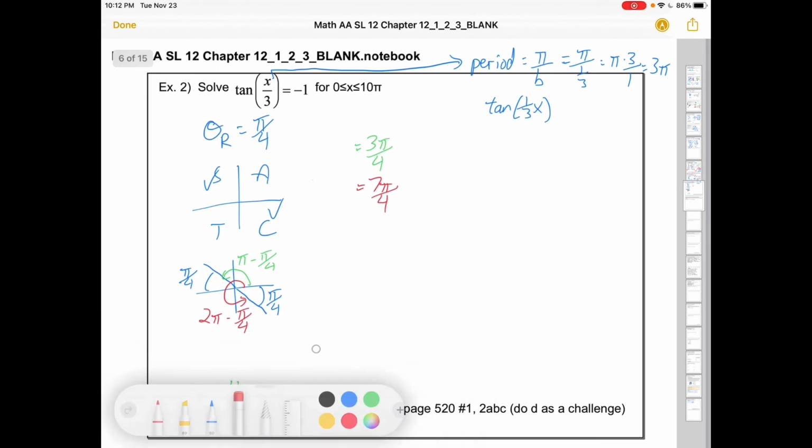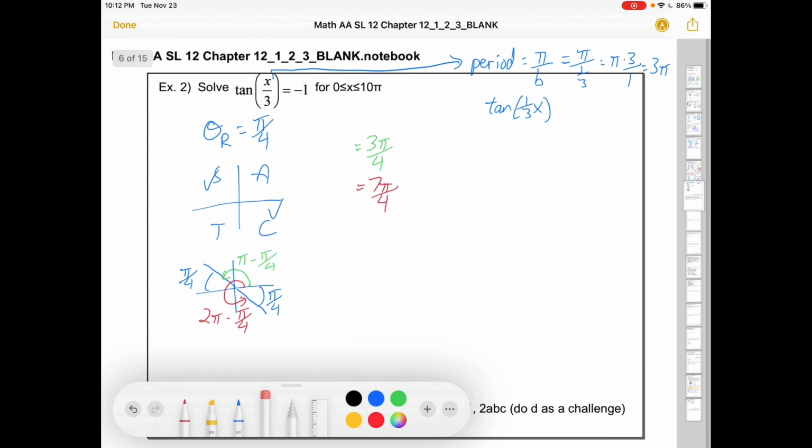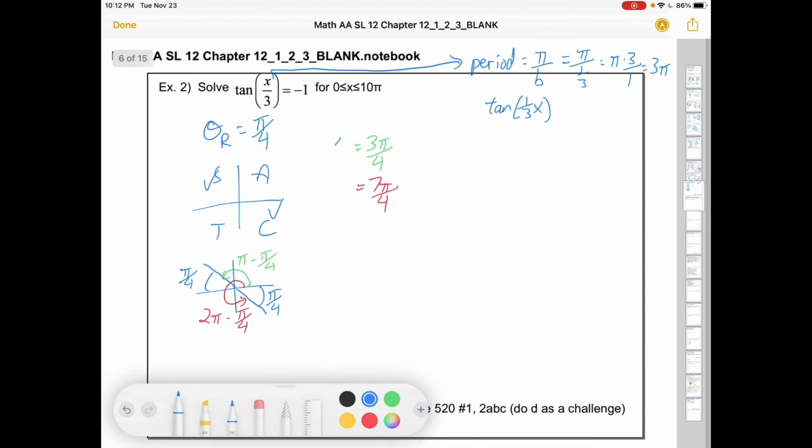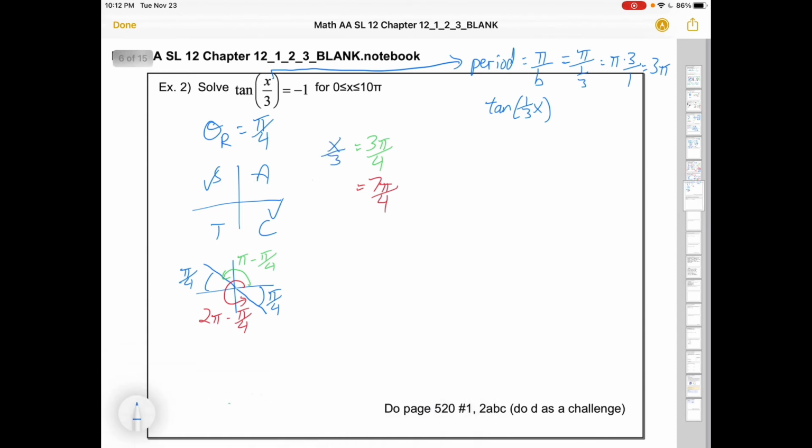Okay, I'm going to erase some stuff here that was just scrap work. And I'm going to say to myself, all right, it's not just x that equals that, it's x over 3. So x over 3 equals each of these, because the angle is not just x. So if I want x on its own, I need to times both sides by 3. So that'll give me x equals 9 pi over 4, and x equals 21 pi over 4.